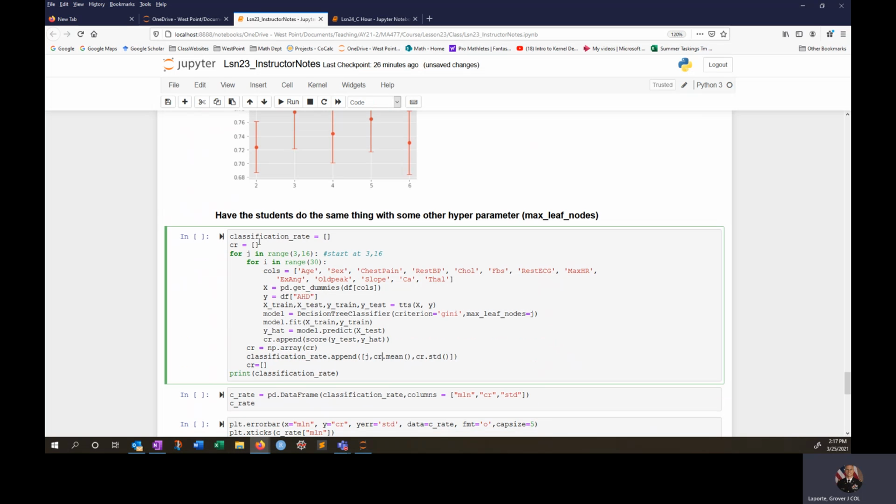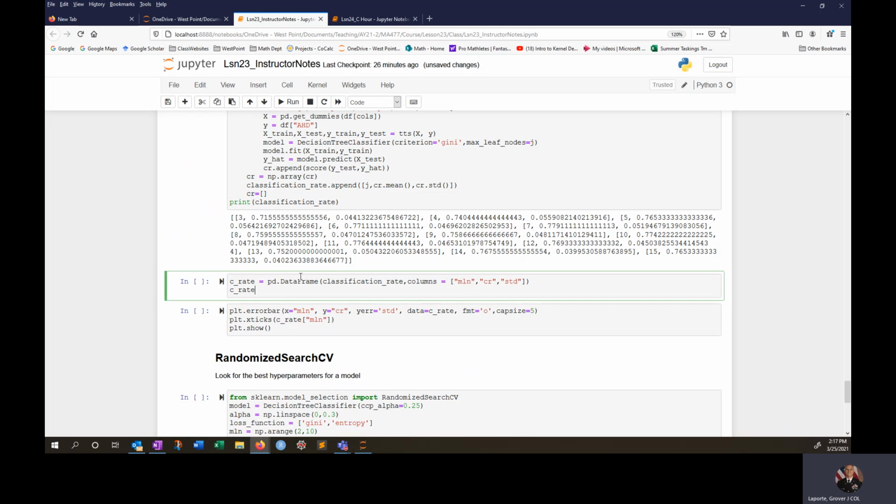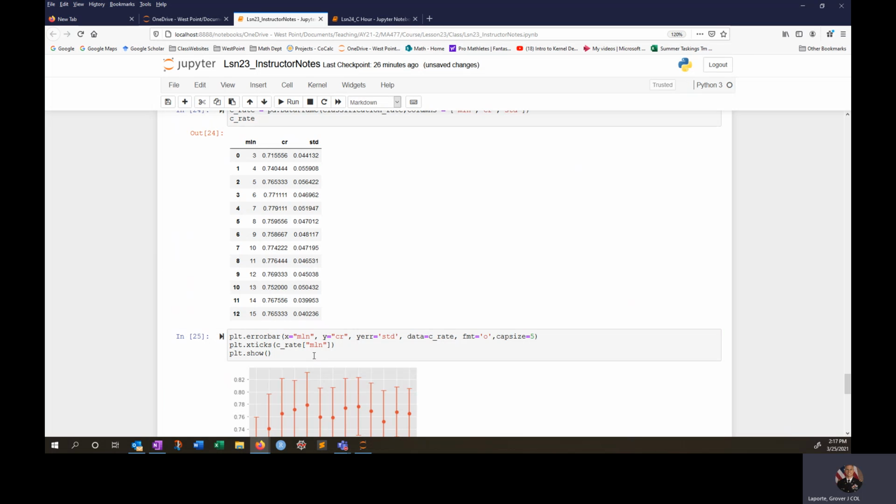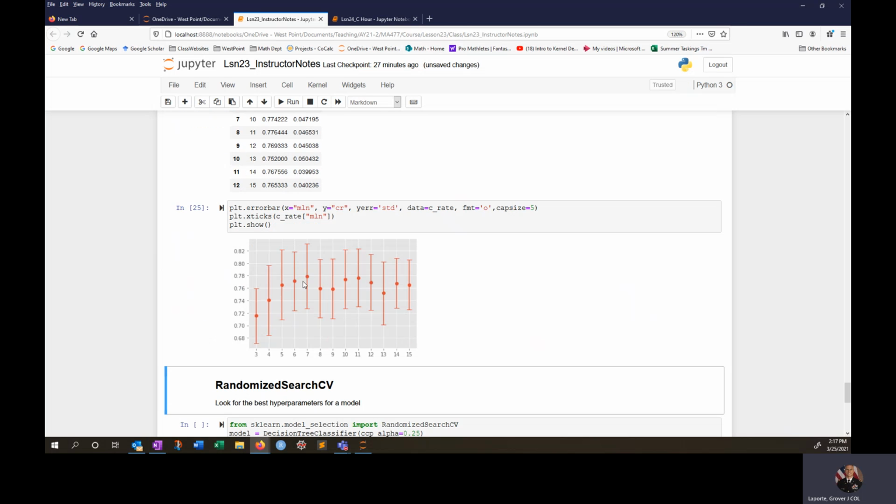All right, and then I was going to ask you guys to figure out what the hyperparameter for max leaf node is. So shift enter. You can see there's more of those. I went down to 16, and C rate, shift enter. Oh, it didn't even stop at 16. Oh, I'm sorry, it did. So it didn't go to 16, it went to 15. I forgot, I just got Pythoned a little bit. So then let's look at the error bar. You can see usually 7 tops out, and sometimes 7's not as good as some of these other ones, but for the most part, you can see the error bars are about the same.